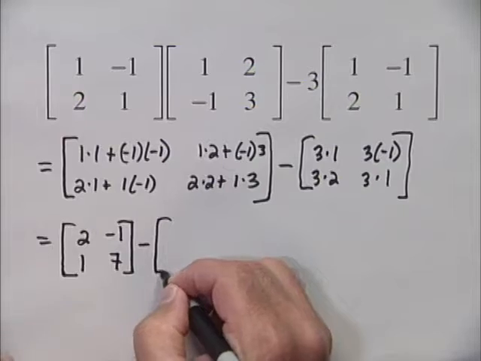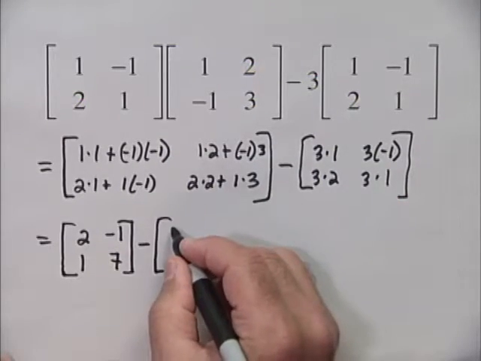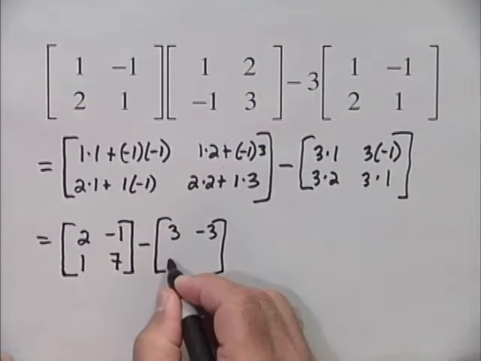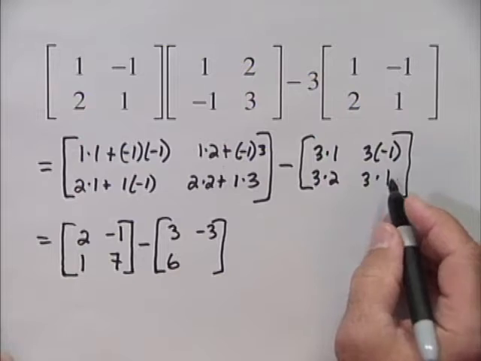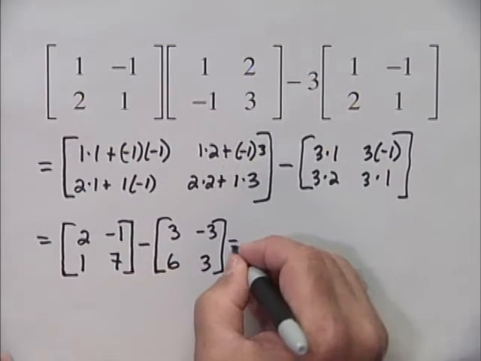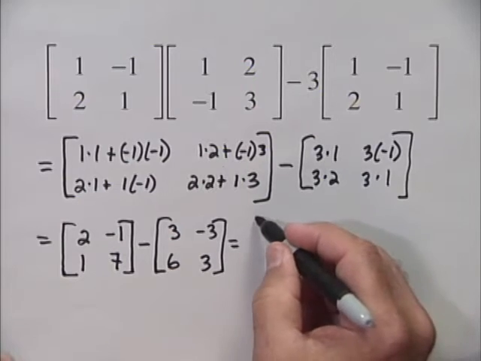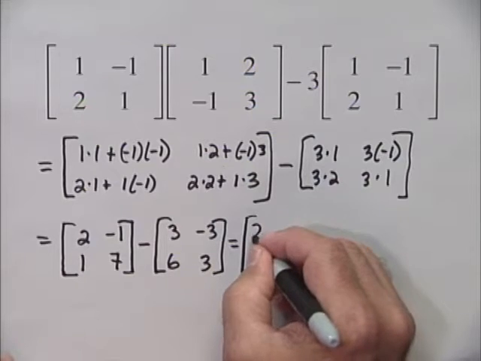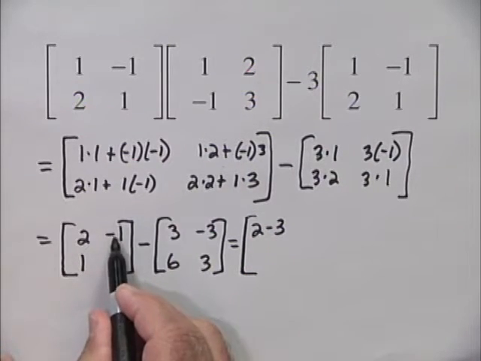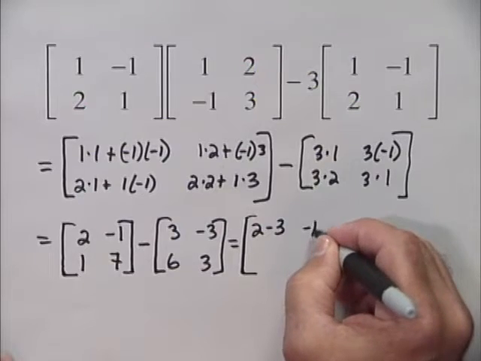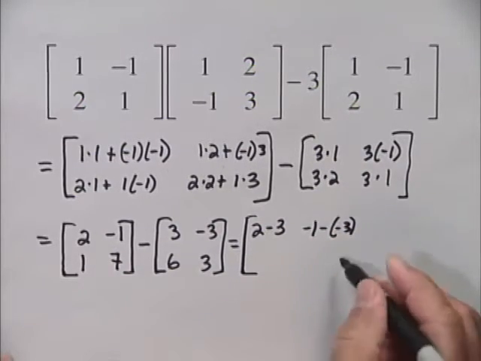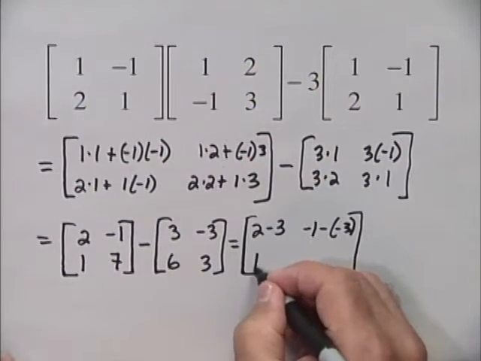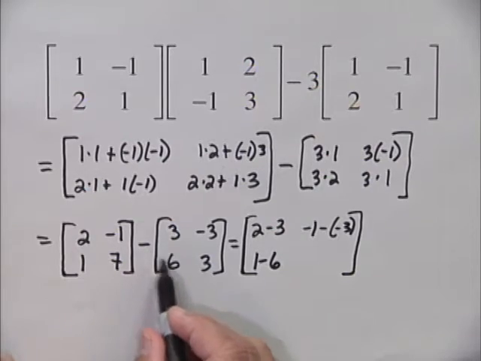Minus, evaluating each of these, 3 times 1 is 3. 3 times negative 1 is negative 3. 3 times 2 is 6. 3 times 1 is 3. Now we have to subtract. 2 minus 3. Negative 1 minus a negative 3. 1 minus 6. 7 minus 3.